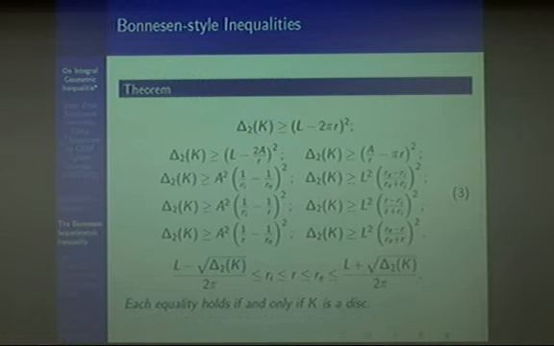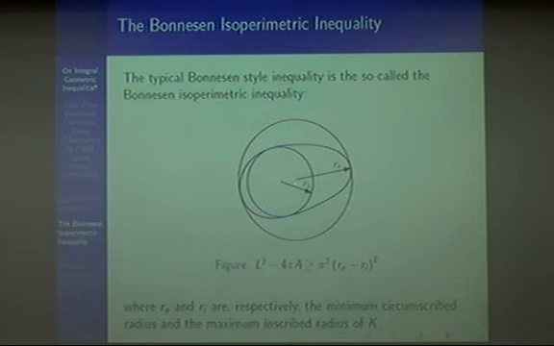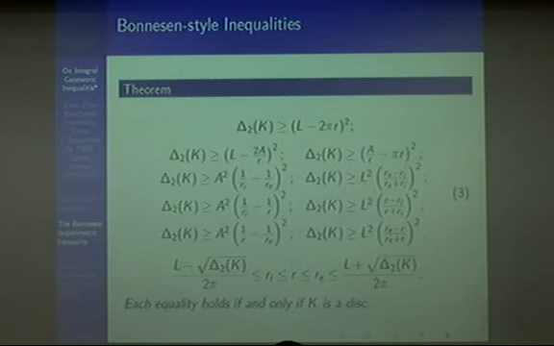Bonnesen proved this inequality, and later on, since R lies between R_I and R_E, they have these inequalities. These inequalities were found in the last 100 years, and many people proved the classical one.